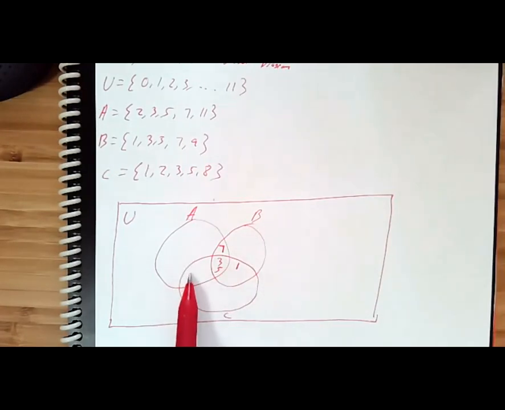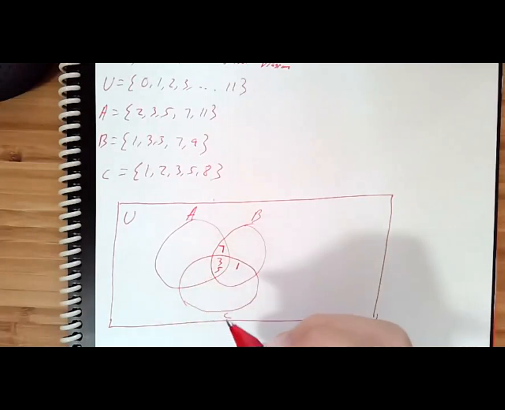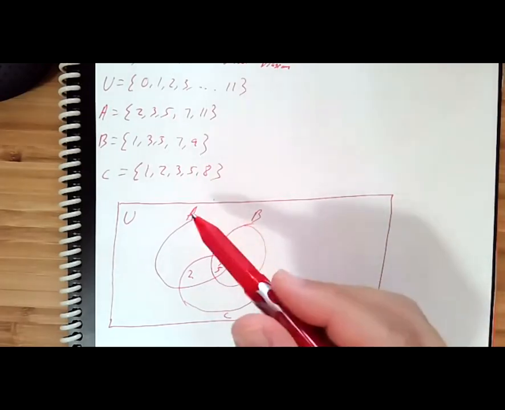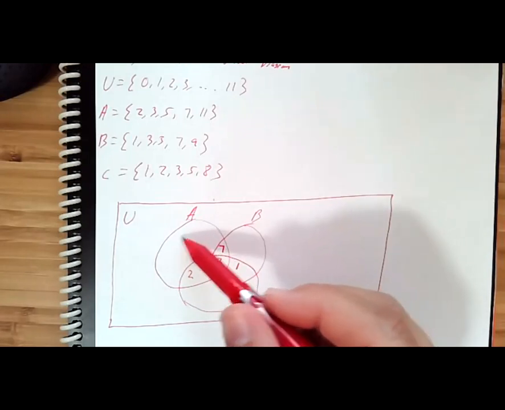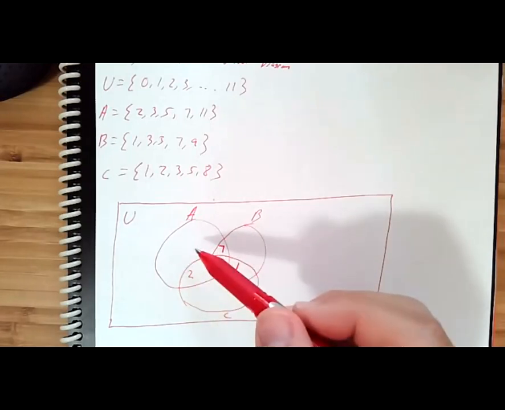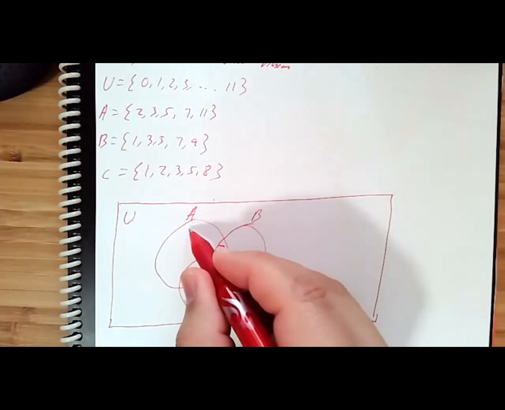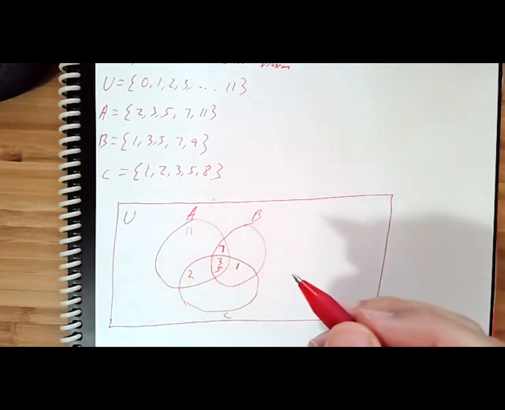Now look at this one. What is inside A and C, but not in the B? 2. A and C looks like, yeah, 2. That's it, right? Yeah. Okay. Now, what is only in A but nothing else? That'll go here. 11. That's it, right?